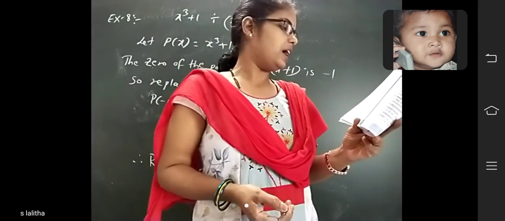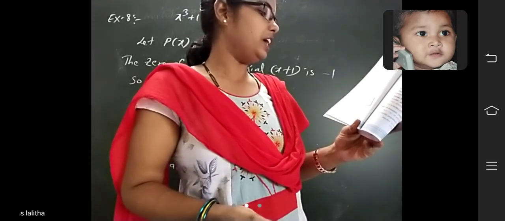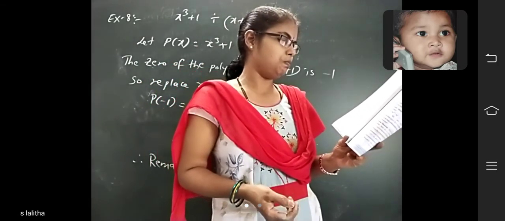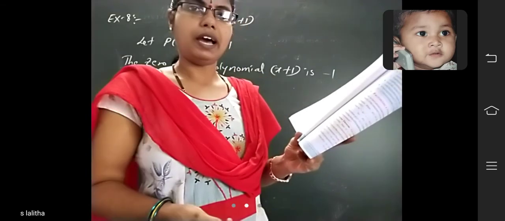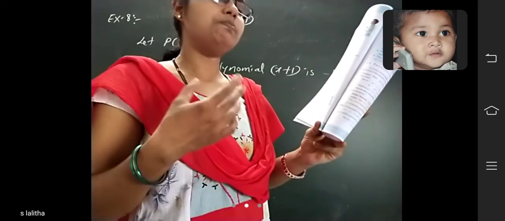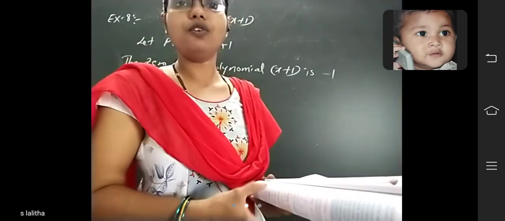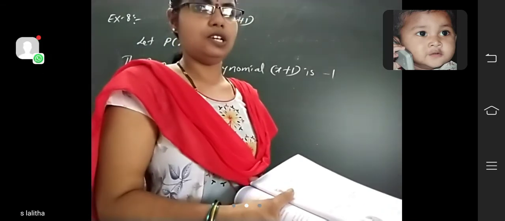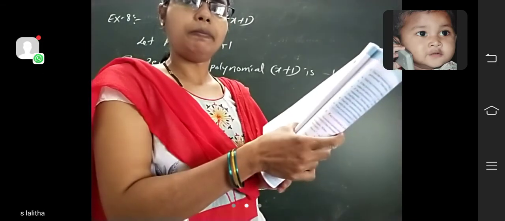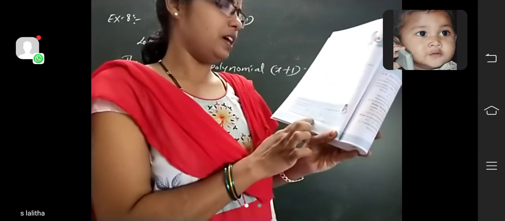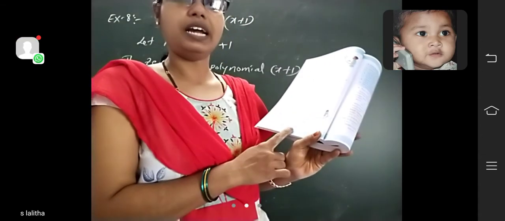Next, second one: find the remainder when x cube minus p x square plus 6x minus p is divided by x minus p. So here x minus p is given. What is the zero of the polynomial? x is equal to p. So you should replace x by p in this one, and you will get the remainder.